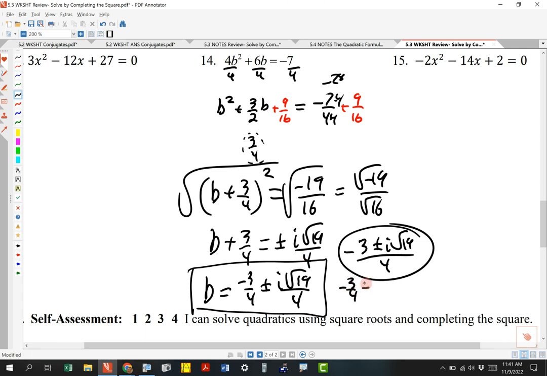Negative 3/4 plus i radical 19 over 4 and negative 3/4 minus i radical 19 over 4 and say, hey, look, I showed you that I got 2 of these. And what are those? Because one's a plus and one's a minus, those are complex conjugates. Okay?